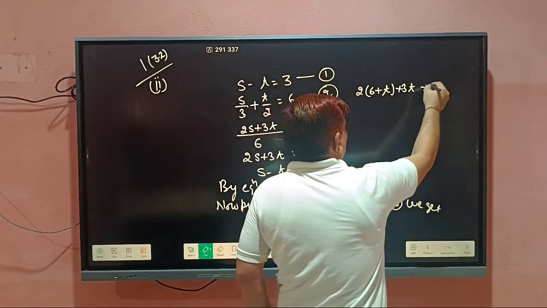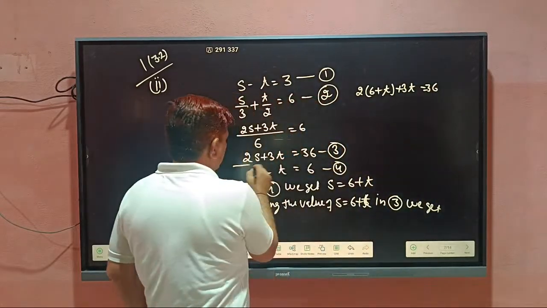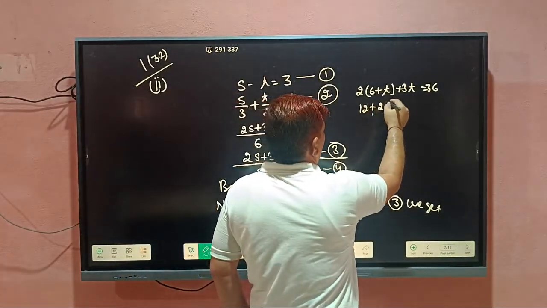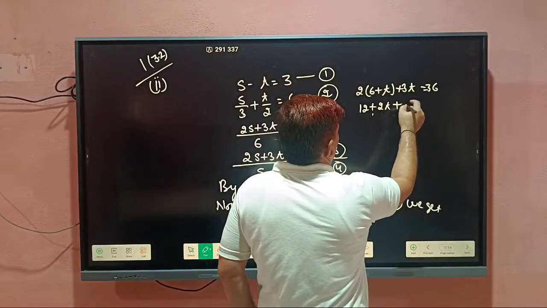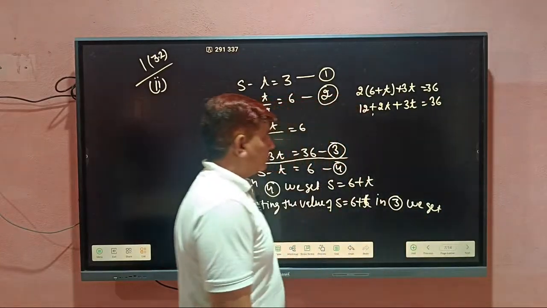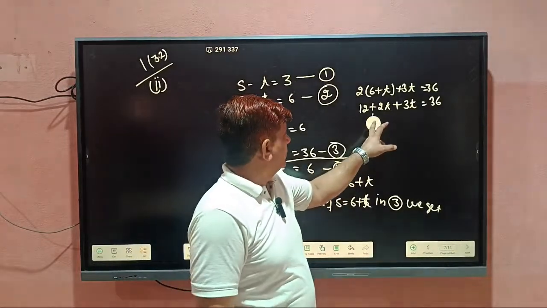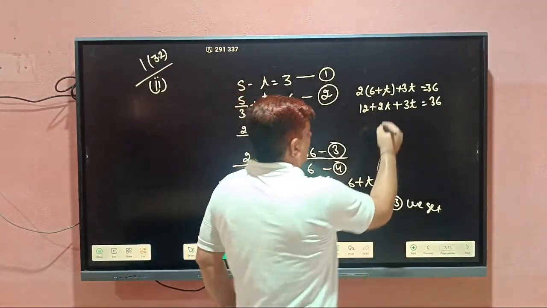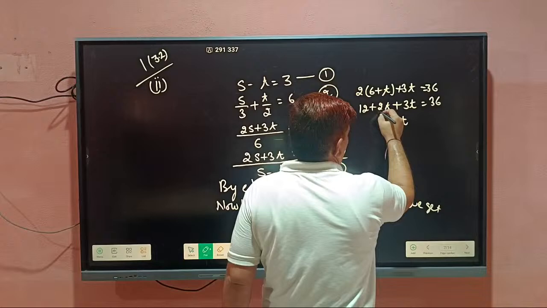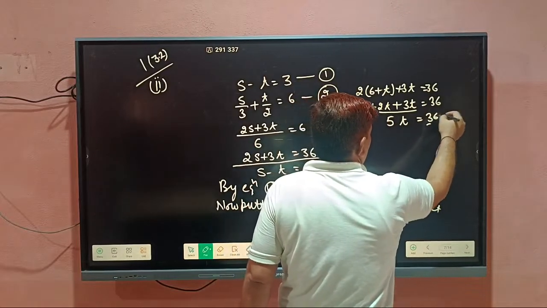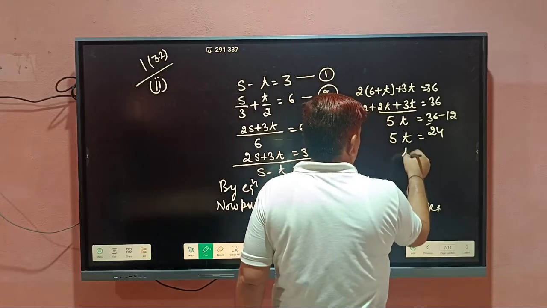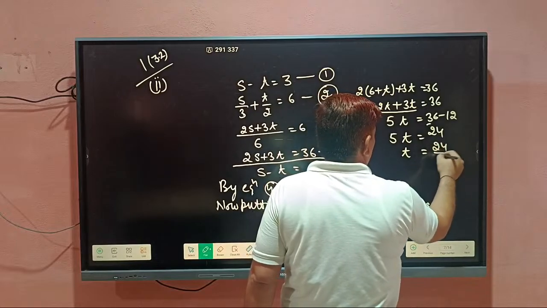36, sorry. 12 plus 2t plus 3t equal to 36. Yes or no? So how much? 5t, the sum of these two is equal to 36 minus 12. 5t equal to 24. So what's the value of t? 24 by 5.